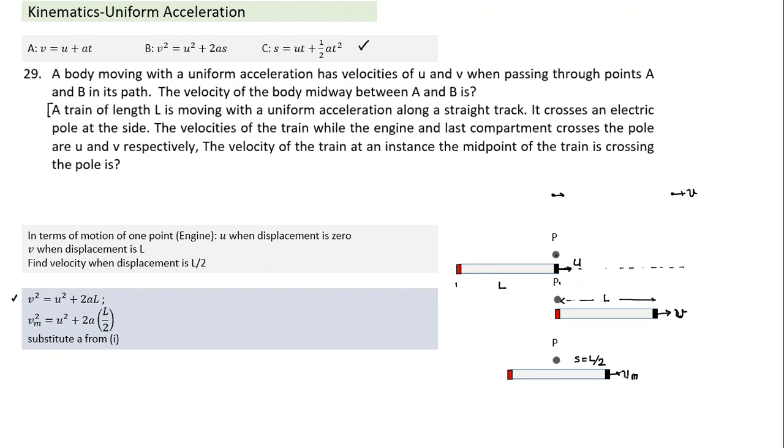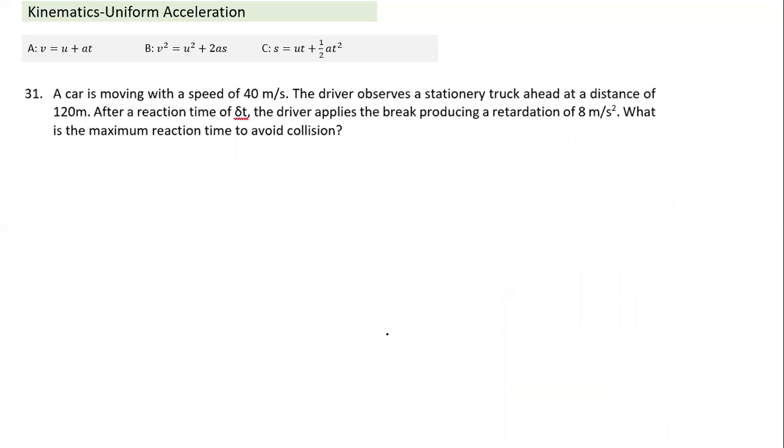The velocity of the engine, or the train, is Vm. Vm squared is equal to u squared plus 2a times L by 2. So between this point and this point, you can easily solve. This is the value.